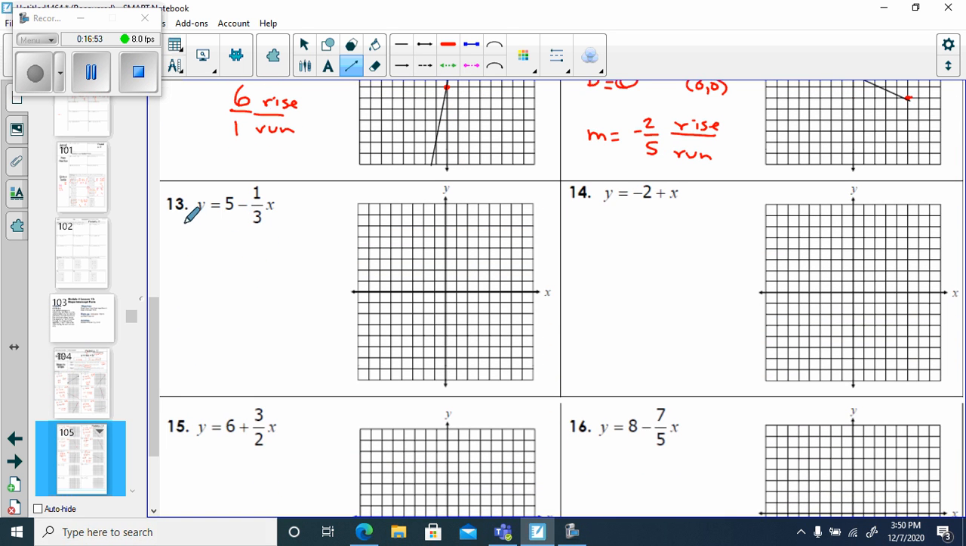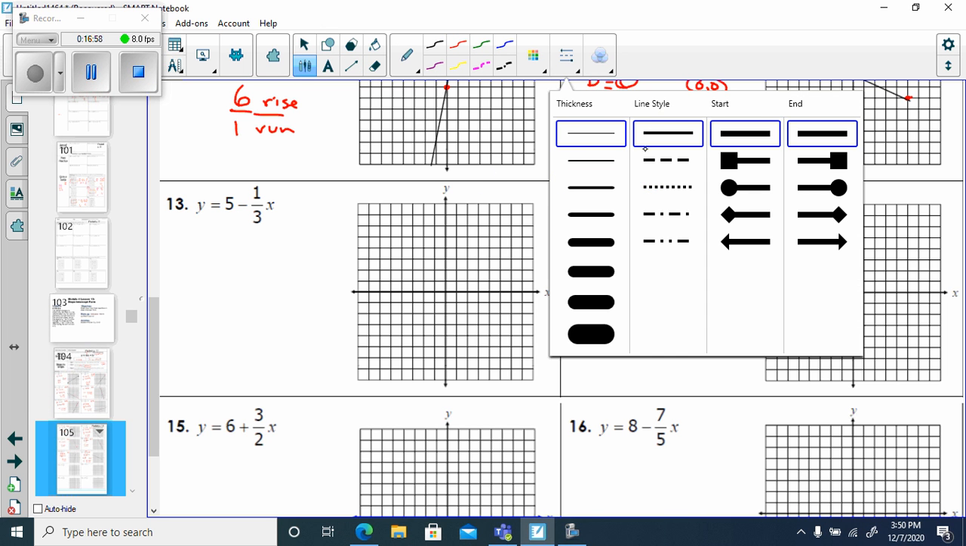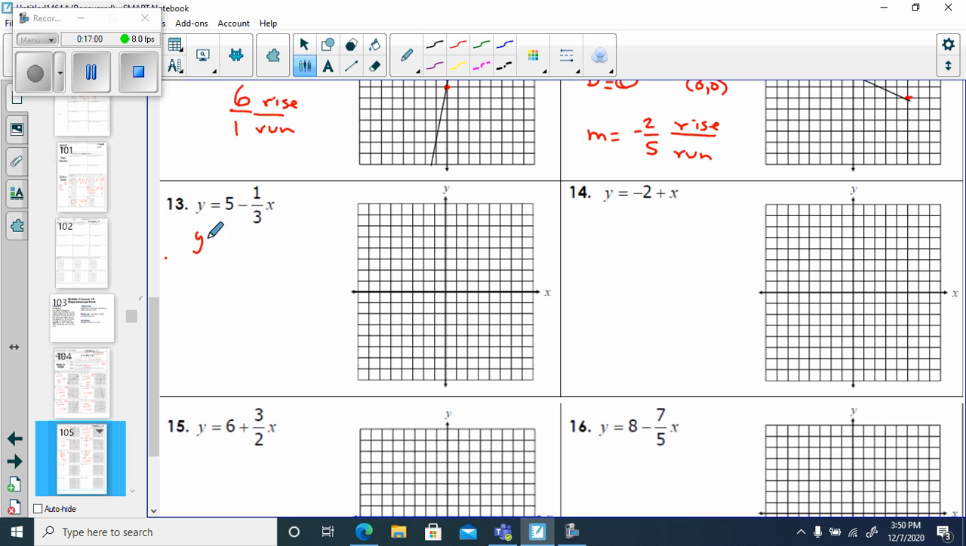Let's look at number 13. If this is supposed to be y is equal to mx plus b, oh, this is not in the right order, is it? I need the thing with the x over here. So let's change the order. Let's turn those around, okay? Let's put the m here, negative 1/3 x. See, I need the x there. Plus the b. What's the b? It's 5, okay? So we know that our b is 5. We're going to start at 0, 5.